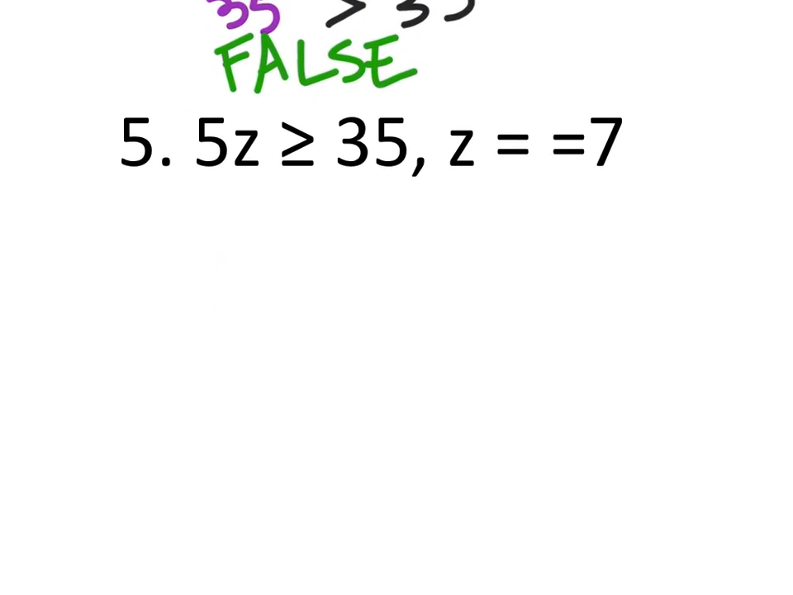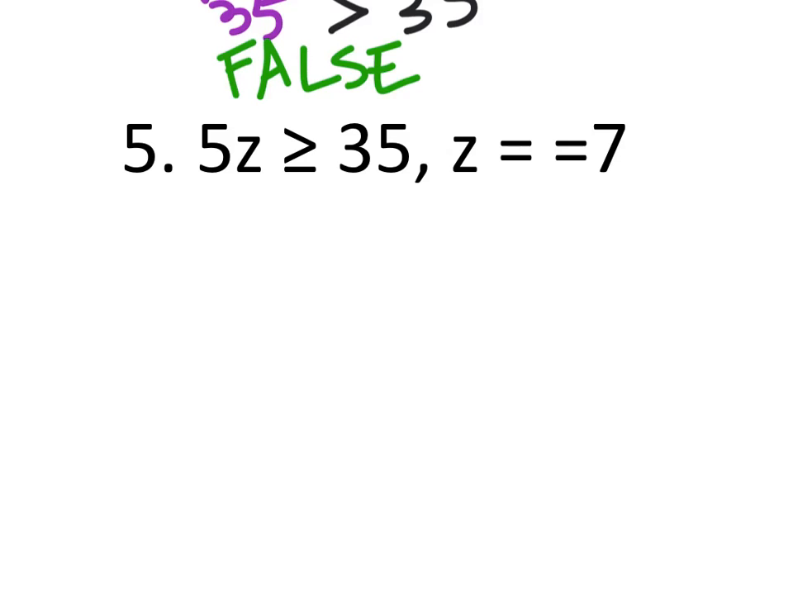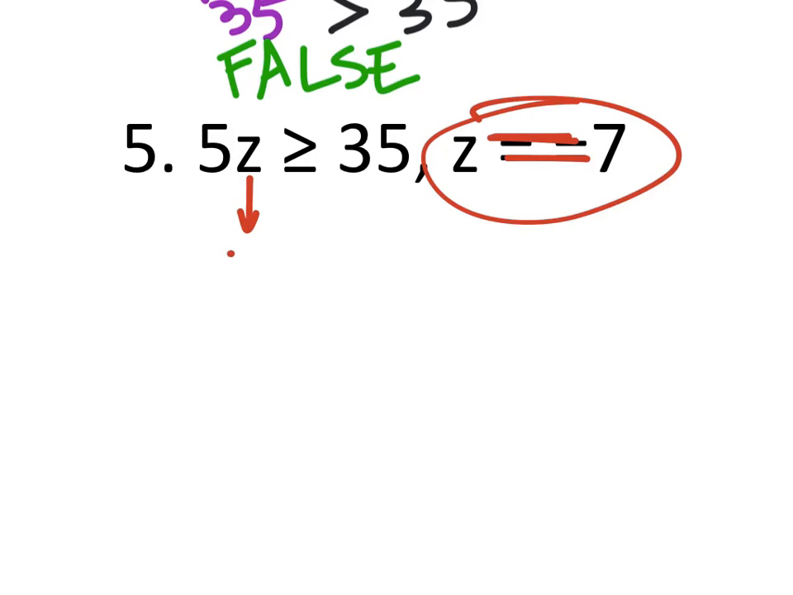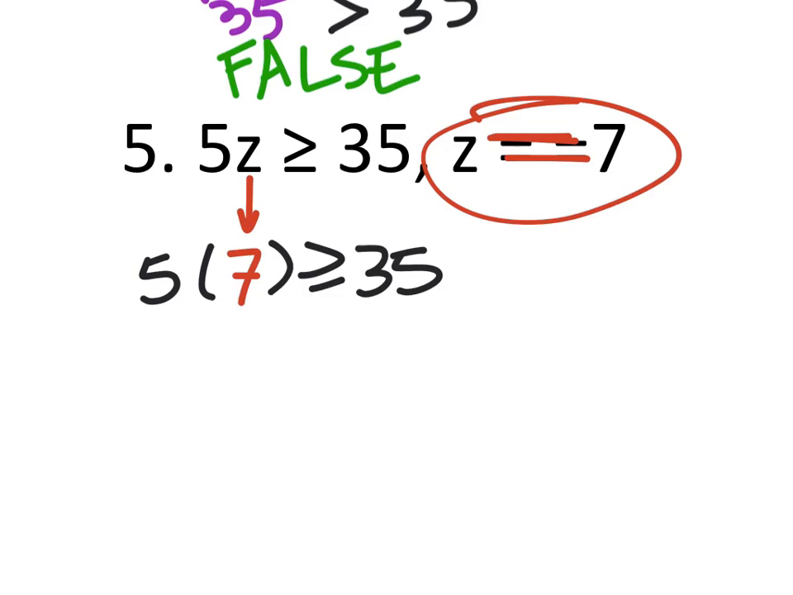Well, what about this next one? What about the 5 right here? Same idea. We're going to replace the Z. I don't know why there's double equal right there. It's just equal. Z equals 7. So I replace Z with 7 right there, which makes this 5 times 7. And again, is this greater than or equal to 35? That's more of a question mark, because we're not sure if it is or not. 5 times 7 is 35.